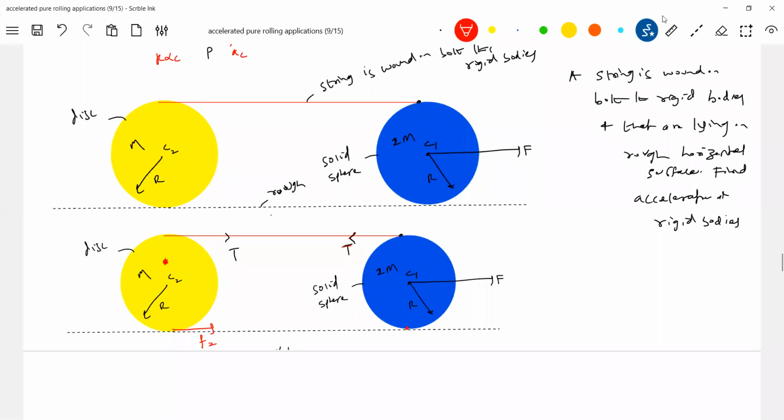Then it must have pure rolling. Who will accelerate the center of mass? F will be greater than T. Go back to the basics. The applied force will be greater than tension. Then no slipping occurs. Friction is sufficient for pure rolling. The condition is given. So what is the acceleration of this point P1? It must be 0 along the x-axis.